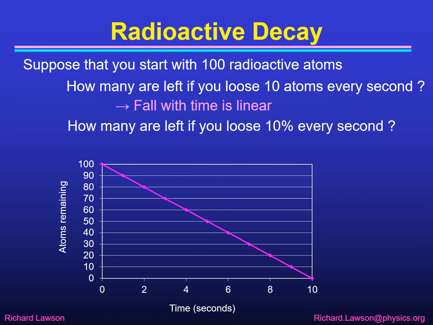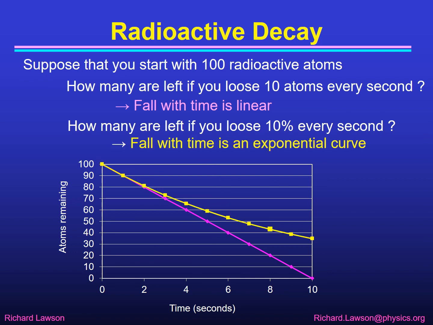But suppose it's different. Supposing instead of losing 10 atoms every second, you lose 10% every second. Well, in the first second, you'd lose 10% of 100, which is 10, so you'd have 90. In the next second, you'd lose 10% of 90, which is 9, so you'd have 81, and then you'd lose 10% of that, and so on. So you see that in this case, you don't get a linear fall, you get the yellow curve, which is what we call an exponential curve. The rate of fall gets less and less as there are fewer atoms left, so it never quite reaches zero.